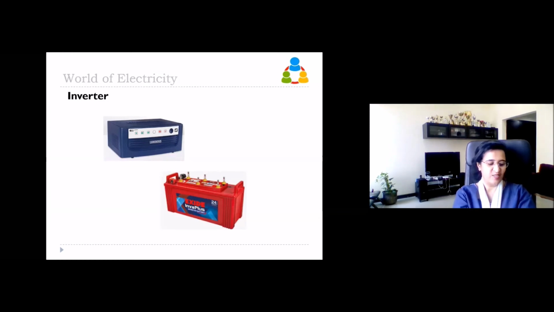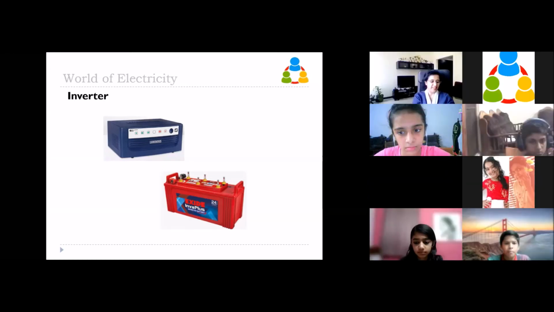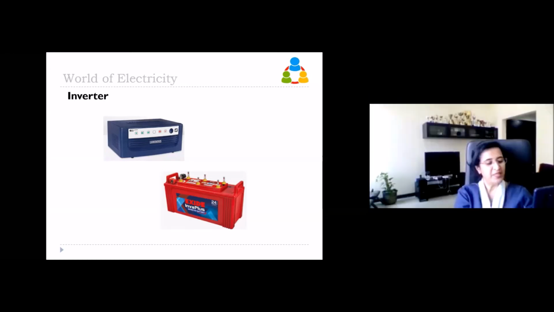Yes, Ritikesh says it stores current. Okay. What does it do? I just want the function. What does an inverter do? What have you observed about an inverter in your home? You can unmute and say. Ritikesh is saying it stores current and uses it when electricity is gone. Yes, it stores current and then uses it when the power cut is there. Yes, right. That's what happens, right?